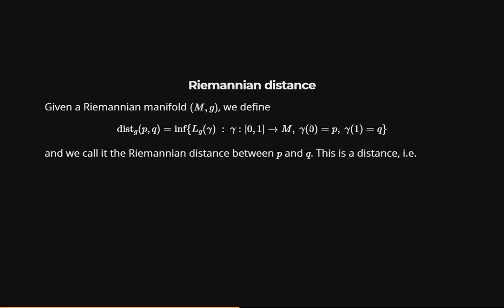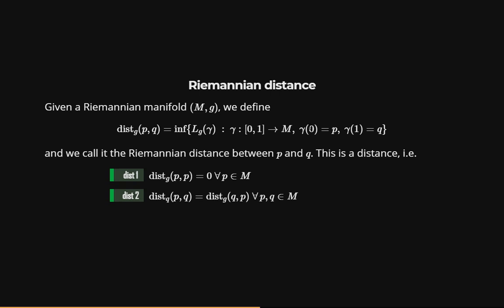This is a distance, which means that it has three properties. The distance between a point and itself is 0, because you can take the constant curve, which has tangent vector 0 at every instant, so the integral is 0. And you cannot go below 0, because the length is the integral of a positive function, so it's greater or equal than 0. It's symmetric, so the distance between P and Q is the distance between Q and P, you just reverse the curve. And then the triangle inequality: the distance between P and Q plus the distance between Q and R is greater or equal than the distance between P and R.